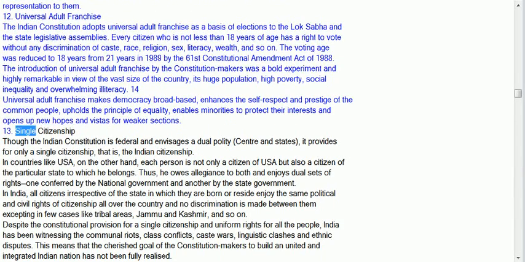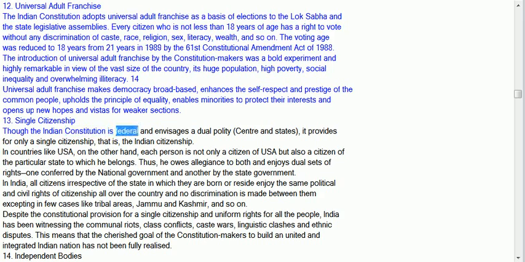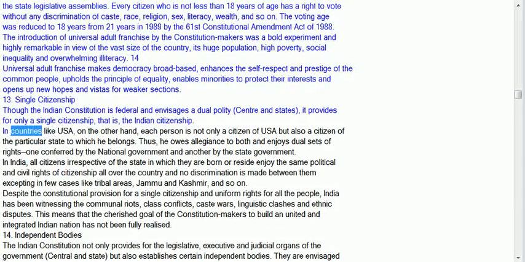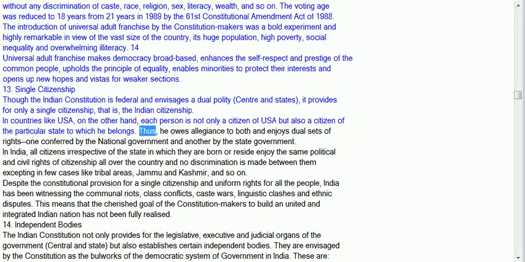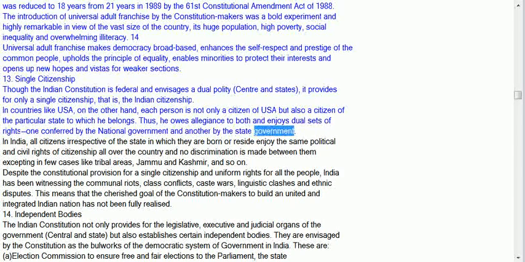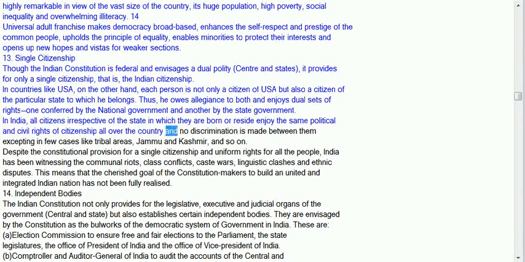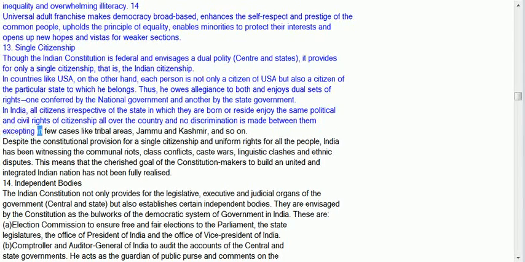13. Single citizenship. Though the Indian Constitution is federal and envisages a dual polity, center and states, it provides for only a single citizenship, that is, the Indian citizenship. In countries like USA, on the other hand, each person is not only a citizen of USA but also a citizen of the particular state to which he belongs. Thus, he owes allegiance to both and enjoys dual sets of rights, one conferred by the national government and another by the state government. In India, all citizens irrespective of the state in which they are born or reside enjoy the same political and civil rights of citizenship all over the country and no discrimination is made between them, excepting in few cases like tribal areas, Jammu and Kashmir, and so on.